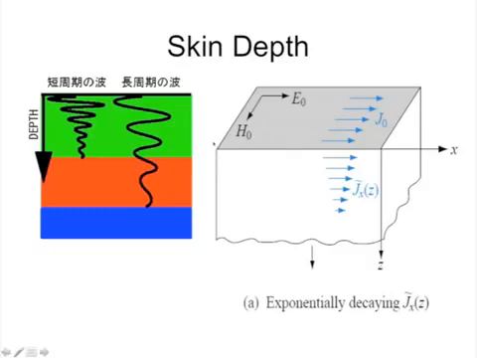Here's just an illustration of the skin depth. High frequency waves die out faster; low frequency waves die out more slowly, and they see a bit deeper. Actually not that different from surface seismic waves. Here's an illustration of inducing a current on the surface of the ground. Maybe that current is induced by radio waves, and that current is going to die out exponentially with depth.